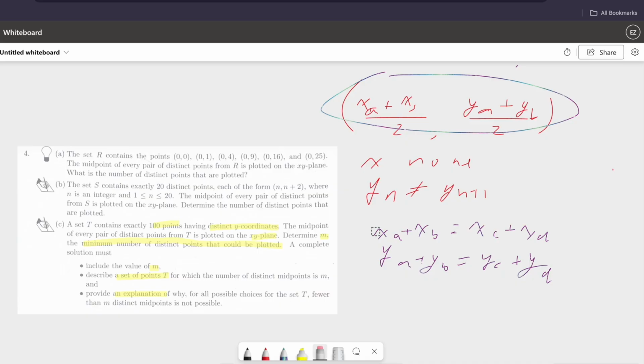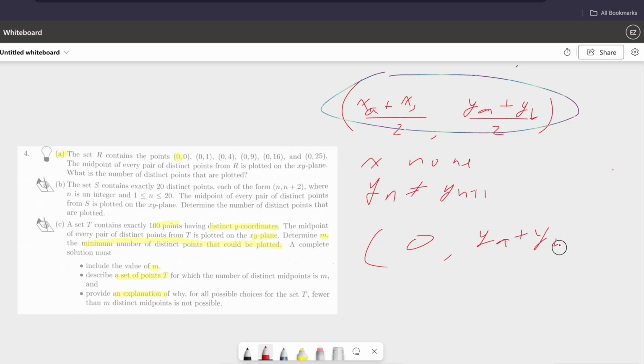Since there is no restriction for x, and we also see in question 1 that when x equals 0, it's really easy for us to manipulate the y value and find the midpoint of it. So we propose, what's going to happen if we let x just be 0, and then we only focus on y? Is it possible? Yes, it is possible. So the general formula becomes (0, (ya plus yb) over 2).